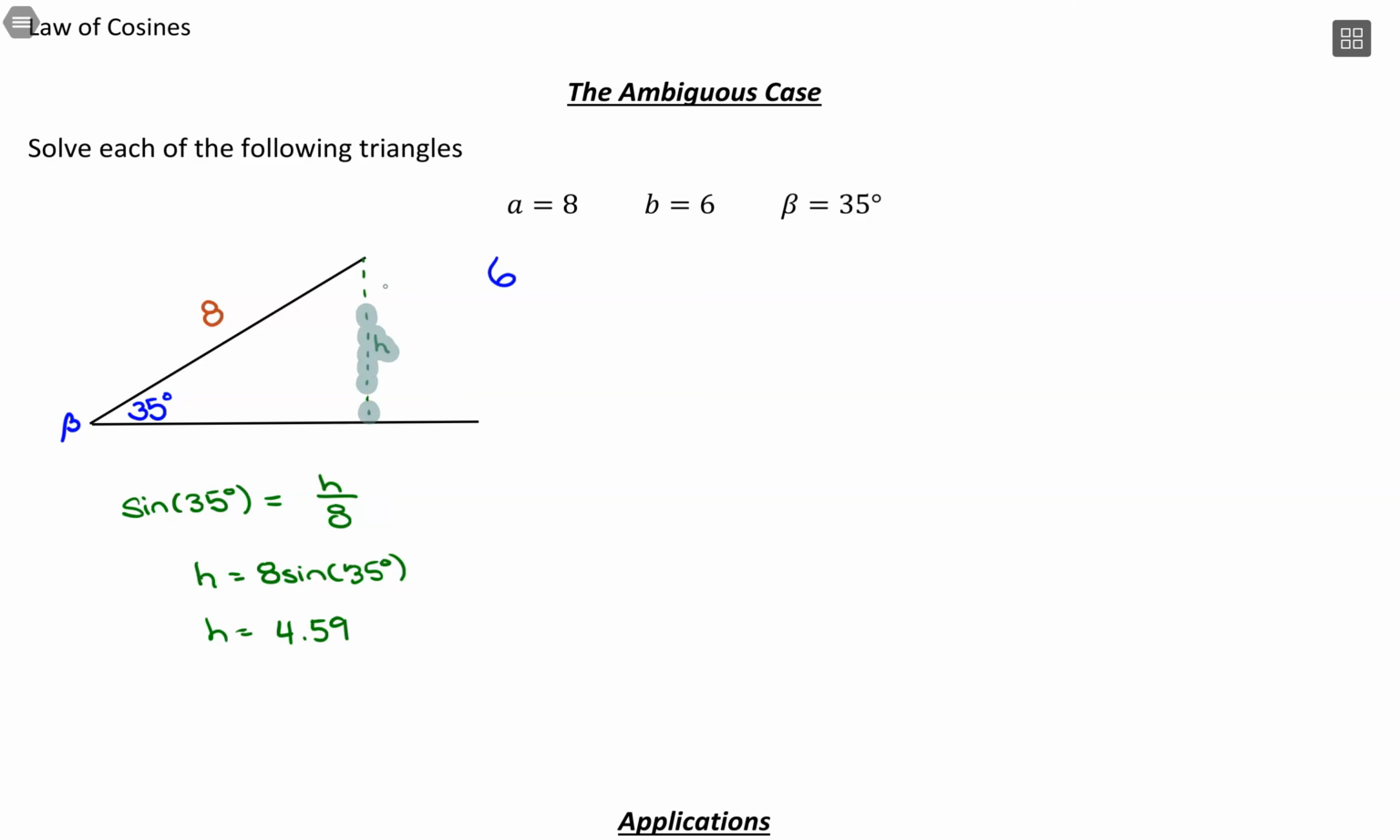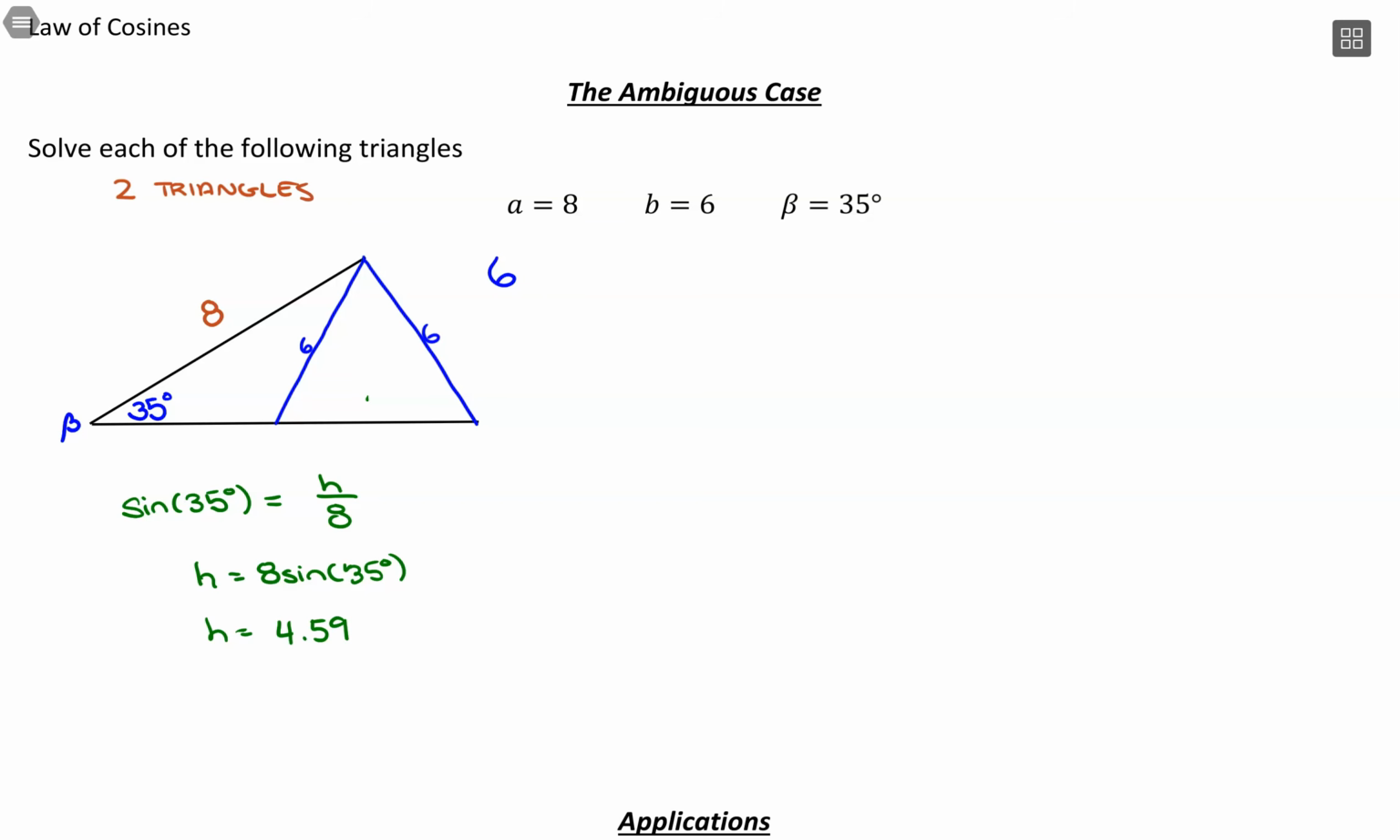So what I could draw is something like this. Either it's going inside of here or going outside of there. And that would be my side length of 6 and my 2 possibilities for beta as well as gamma. Okay, so this is the case where we have 2 triangles.